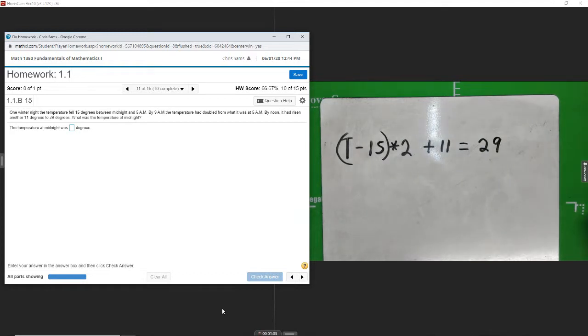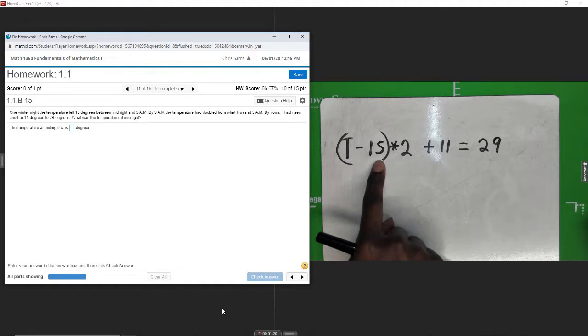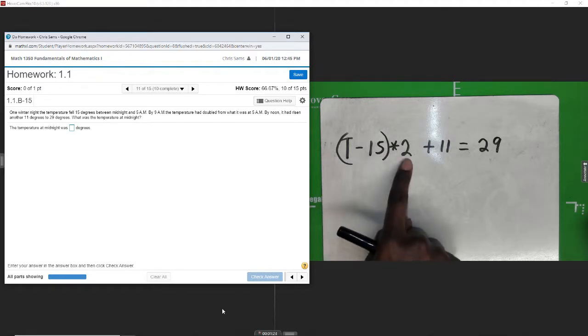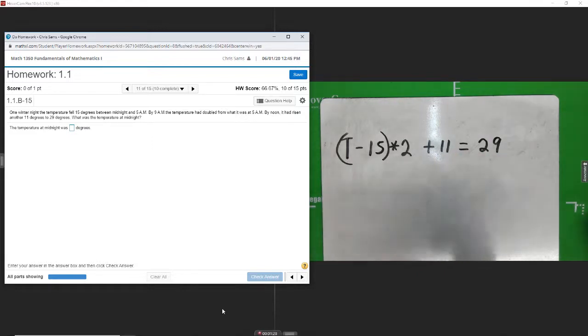What was the temperature at midnight? So this unknown T is the temperature at midnight. We started at midnight. Between midnight and 5, it dropped 15. And then by 9 a.m., it doubled, so times 2, and then it rose 11 to 29. Okay, so here's our formula. We're just going to work backwards and use some algebra and solve it.